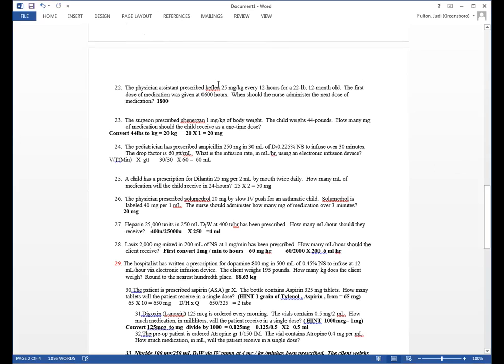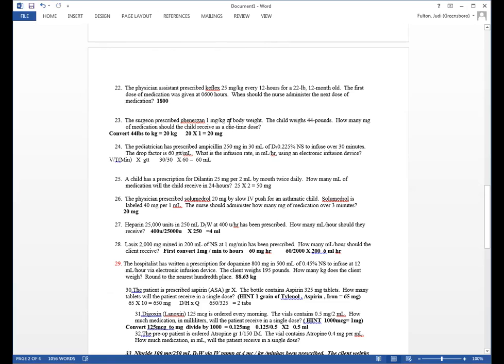22. The physician has prescribed Keflex, 25 milligrams per kilogram every 12 hours, for a child; you have your weight. The first dose of medication is given at 6 o'clock a.m., 0600. Look at the question: when should the nurse administer the next dose? It is not asking you to work this out. It is asking when the next dose is due. Because it's every 12 hours, it will be due 12 hours later at 1800.